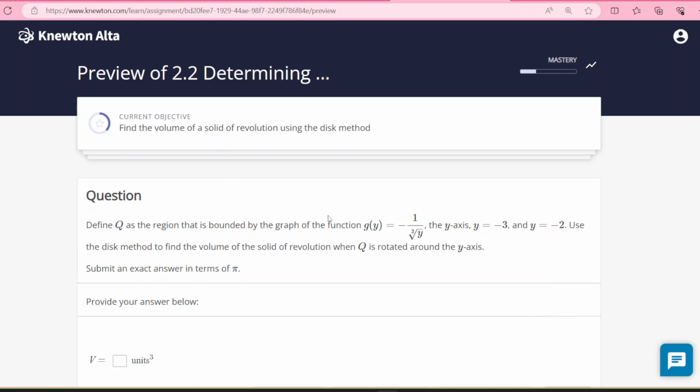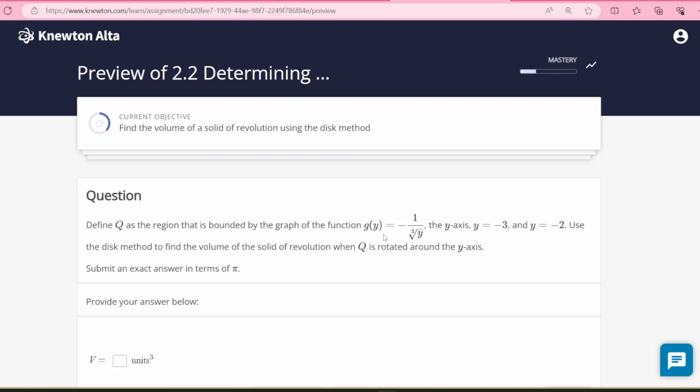So another one where we're finding the volume using this disk method. This time, we have a region that we're going to be rotating around the y-axis. So if I'm doing disks or washers, I'm going to take a slice perpendicular to the y-axis now. Always slice perpendicular to the axis of revolution.